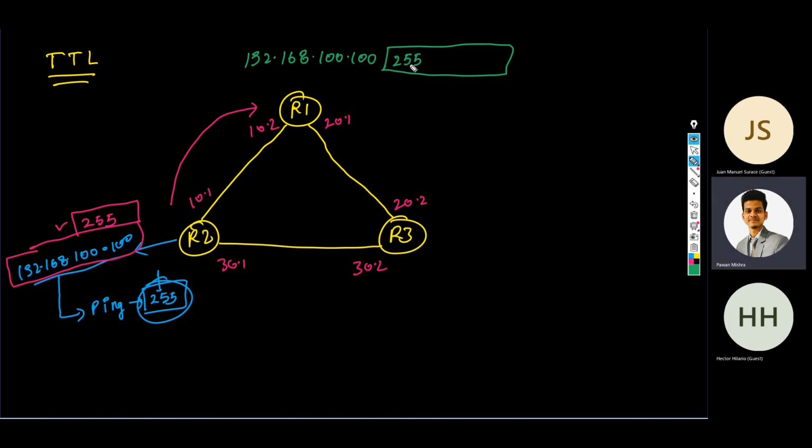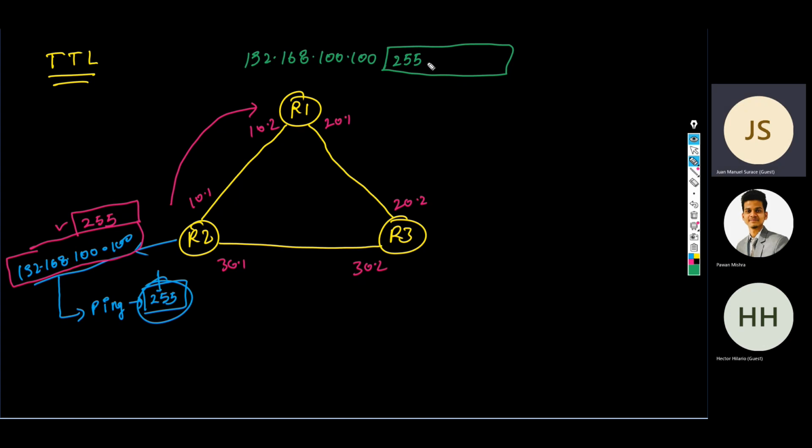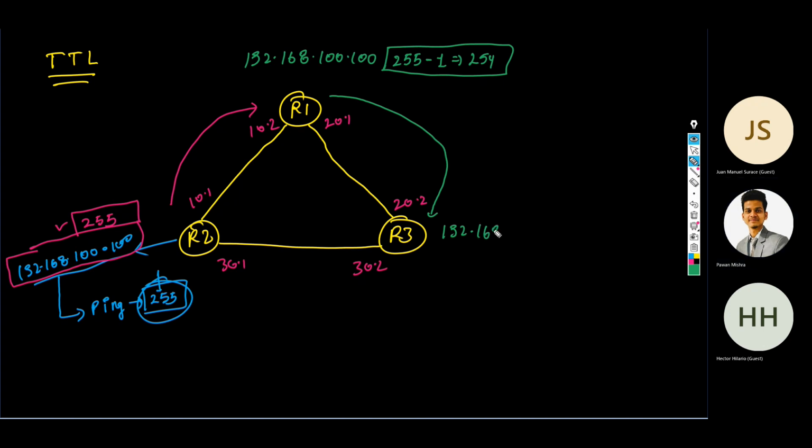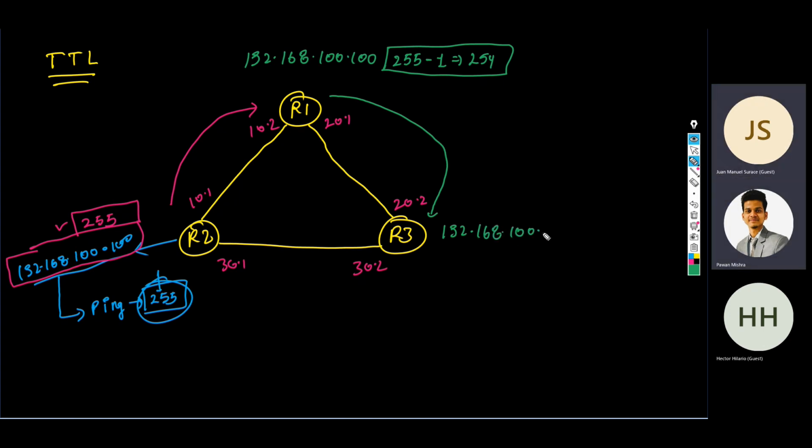Okay. So actually, what is the rule here? Whenever any router receives any packet with TTL 255, what will that router do? That router will decrement by 1. That is what? 254. Yes. Now R1 will send this same packet to R3. So R3 will receive this packet, 192.168.100.100 with the TTL 254.